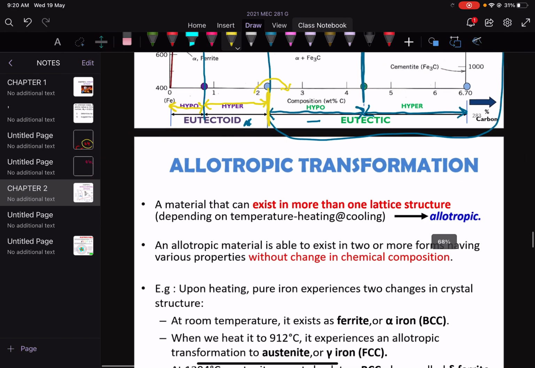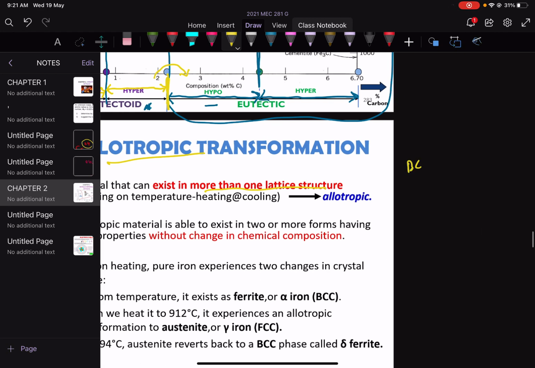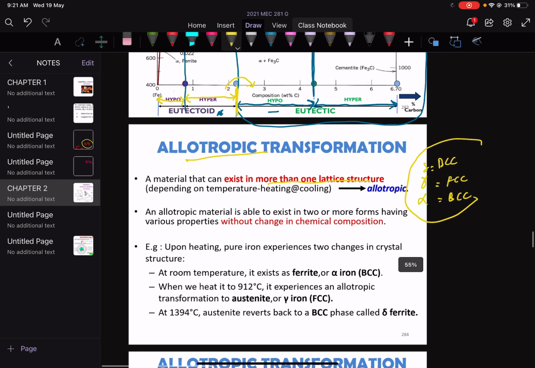So then allotropic transformation. So what is allotropic? Allotropic is a material that can exist in more than one lattice structure. Just now I told you about the BCC. Delta is in BCC crystal structure, and then it becomes gamma austenite, which is FCC, and then when it changes to alpha ferrite, it will become BCC. So this one is allotropic transformation.